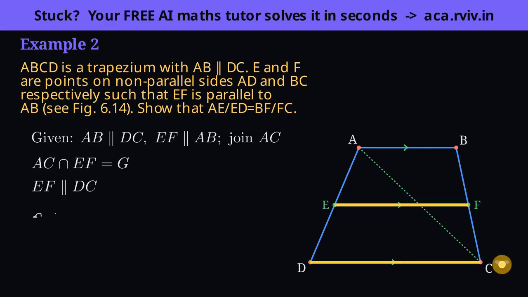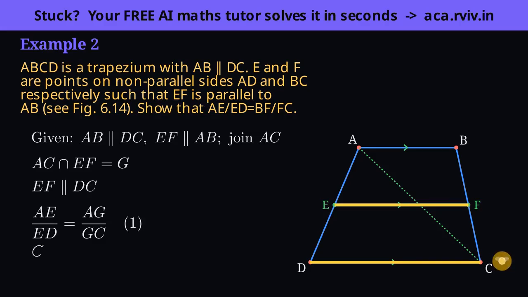Focus on the lower triangle ADC on our figure. Inside it, EG is parallel to the base DC, exactly the Thales setup. So the theorem splits sides AD and AC in the same ratio, giving AE over ED equals AG over GC. Call this equation 1. It captures the left side of the trapezium.